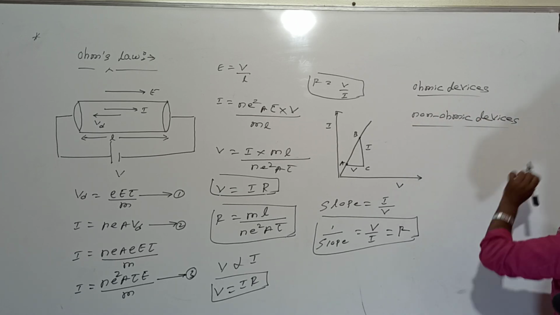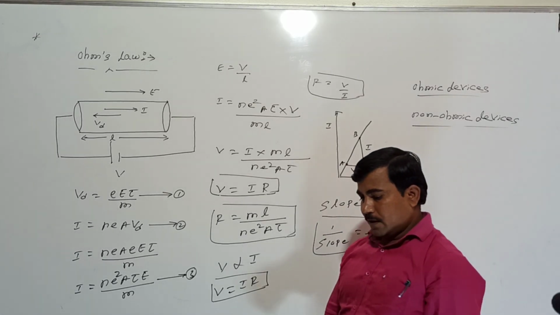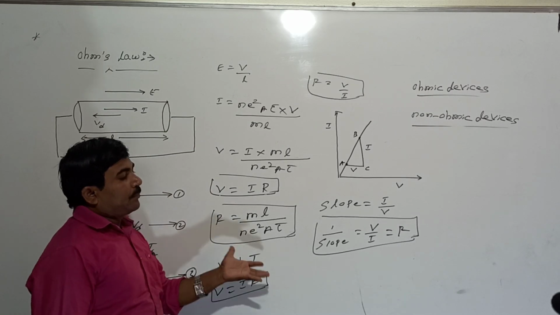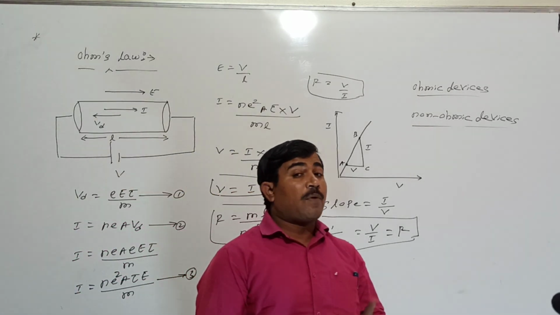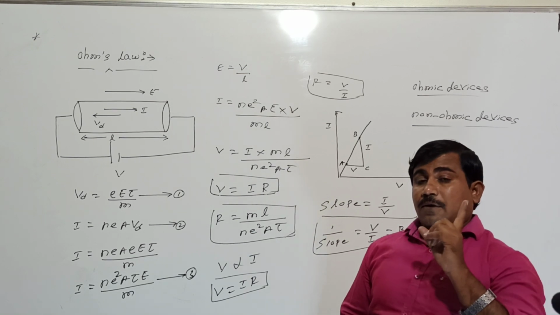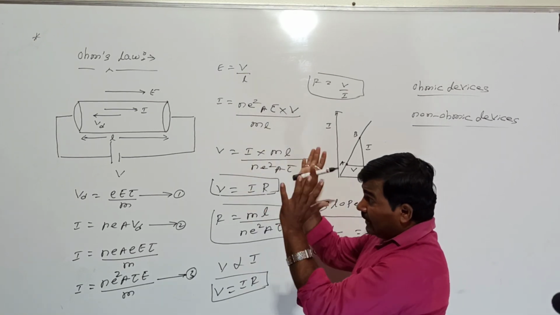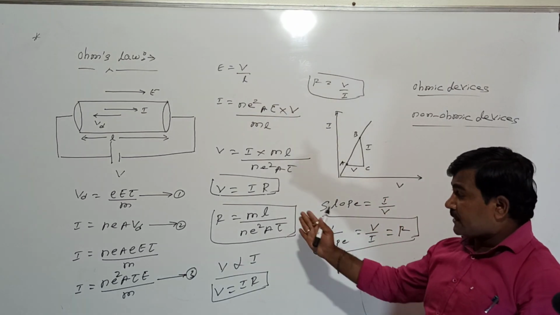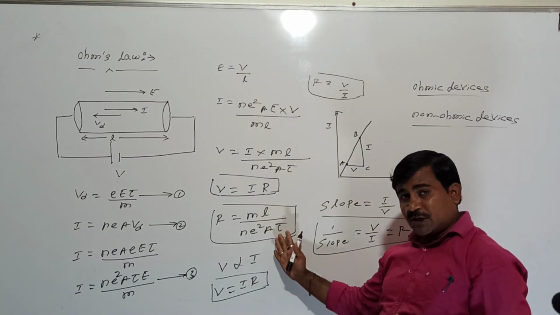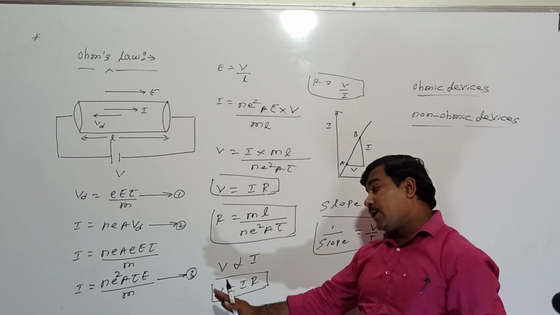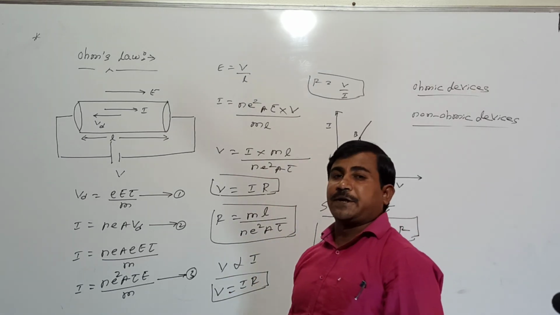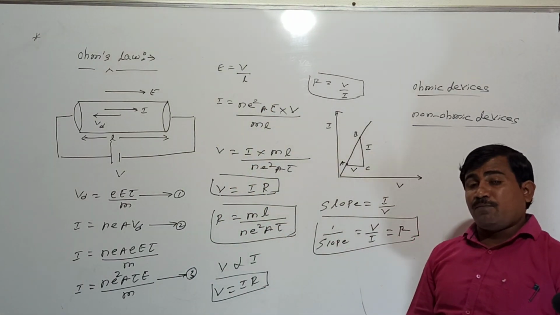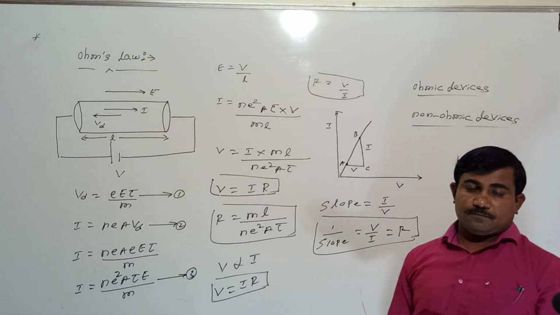Non-ohmic devices. Students, we say that the potential difference is directly proportional to current. When it is, some physical quantities in a conductor must be constant. What are the physical quantities? You can take length, area, temperature, stress and strain, which must be constant. Then only is potential difference directly proportional to current. But again, we have to see some of the limitations of Ohm's law.